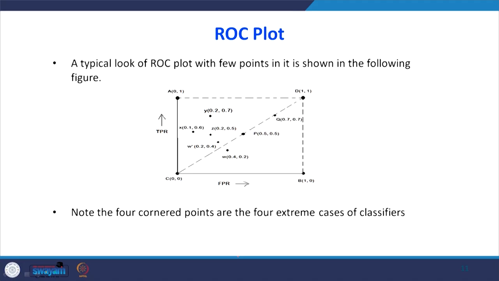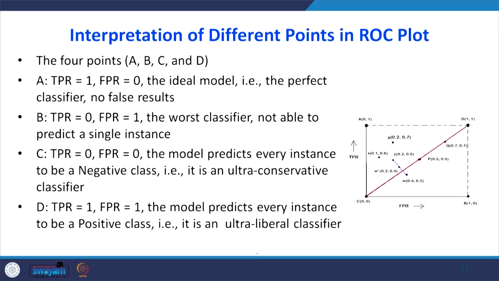We have to see the cost of the two, whichever is more dangerous or more costly, that should be minimized. Now, we will explain each corner of the ROC plot. A typical ROC plot with a few points in it is shown in the following figure. There are 4 points there, A, B, C, D. Note that the 4 cornered points are 4 extreme cases of classifier. There are different points which are above the diagonal, some points are below the diagonal. We will take each and every point. I will explain the significance of these points and how to interpret them.